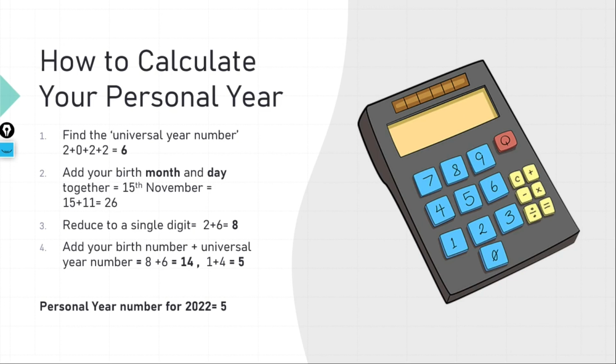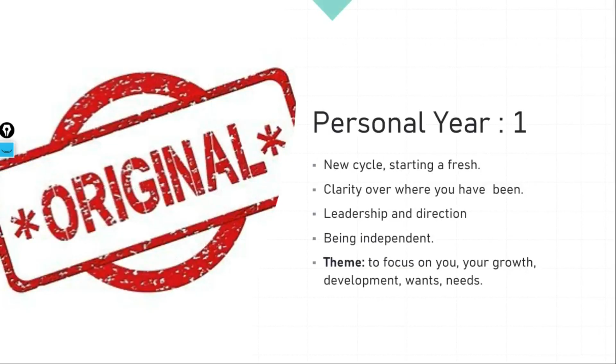So what do these year numbers mean? If I was number 5 and I was a Scorpio, what am I in for? What kind of year would I have? Let's start. If your personal year number was a number 1, this is definitely about a year of originality. It is the first year of a cycle, so it's starting afresh, with clarity over where you've been, because bearing in mind you would have just had a 9 year before, so you can look back at where you've been and know where you're going under this cycle.